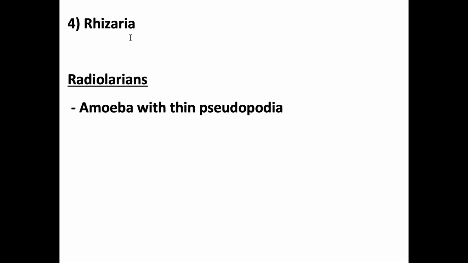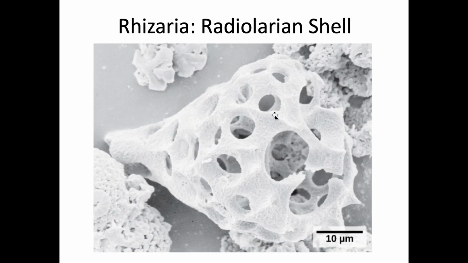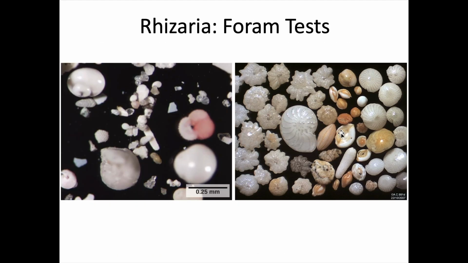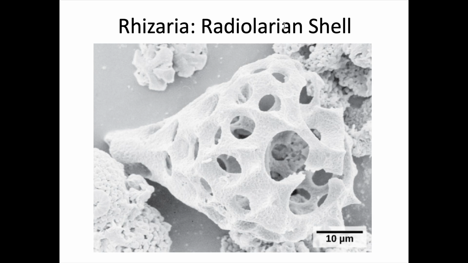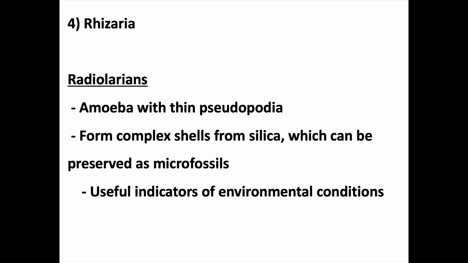Another rhizarian group is radiolarians. These are also amoeba with thin pseudopodia. Here's a shell by itself. You can kind of see the holes in it where those pseudopodia would have come out of, but otherwise it kind of looks like all the other amoeba with thin pseudopodia. Now, interestingly, I call this a radiolarian shell, not a test. A test is specifically a structure made of organic compounds, as I just explained, the whole carbon sink thing. What we call a shell is not made of organic compounds.